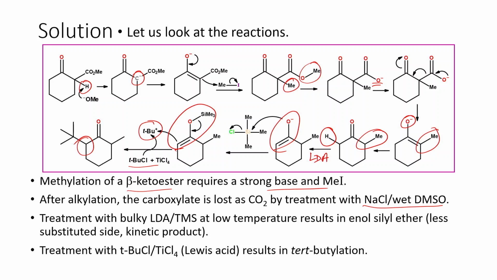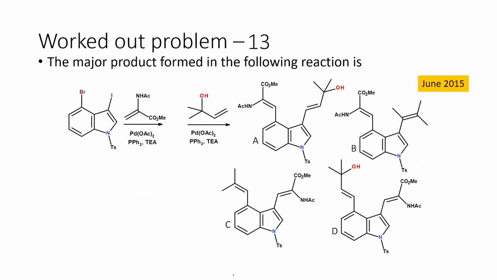Then LDA is used for the formation of the enol silyl ether, and in the last step, alkylation, tertiary butylation of this particular intermediate takes place. So these are all the 4 reagents that are used in this reaction. And let us move on to the next one.